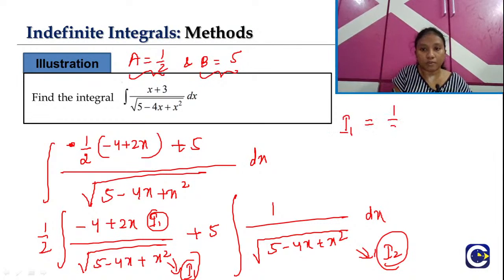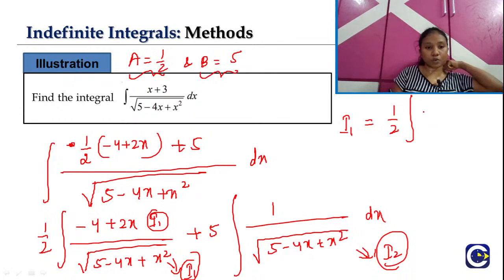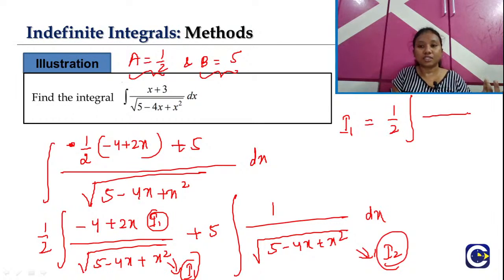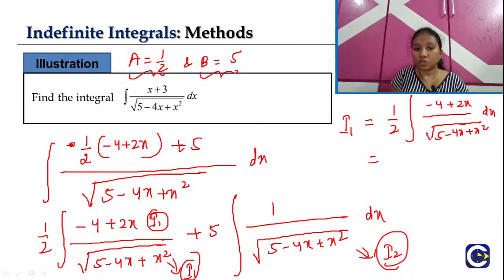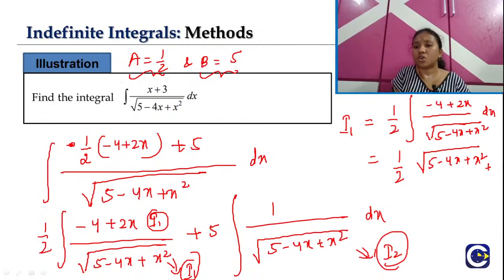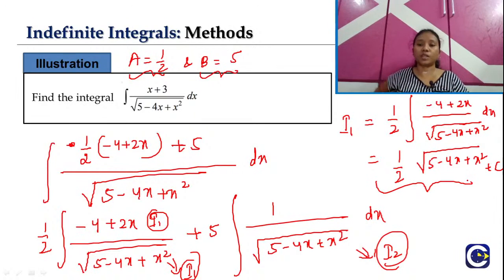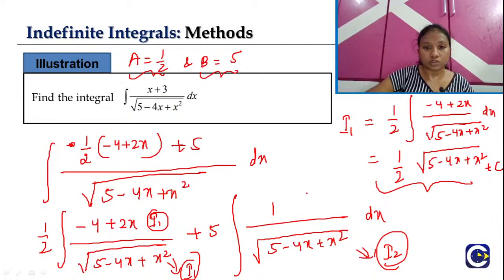So I1 is nothing but 1 by 2 integration of minus 4 plus 2x, which is nothing but the differentiation of the expression inside my denominator, divided by root over 5 minus 4x plus x square. So this is my I1 which I have assumed. So the integral will be 1 by 2 into root over f of x, that is root over 5 minus 4x plus x square, plus constant c. So this is the integral of the first one. So now we are trying to find the second one. So let's find the second one.